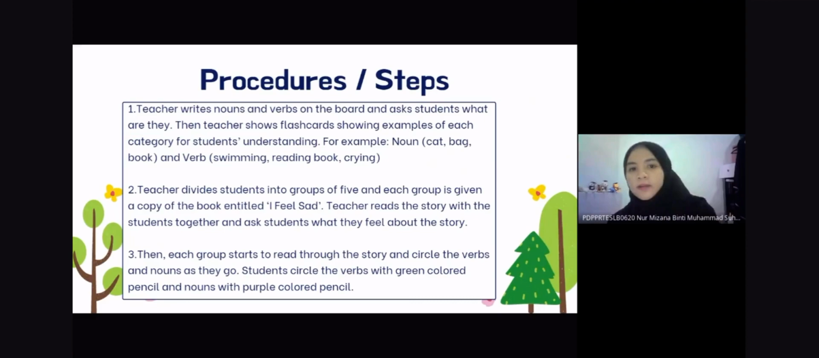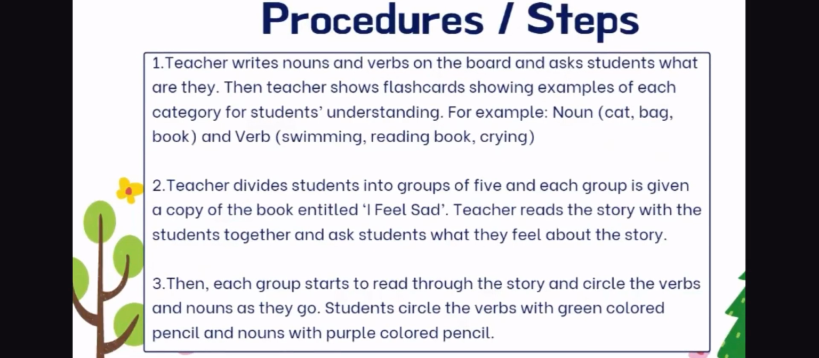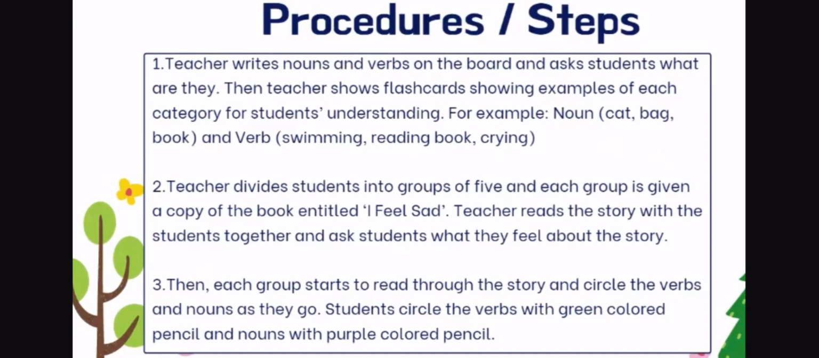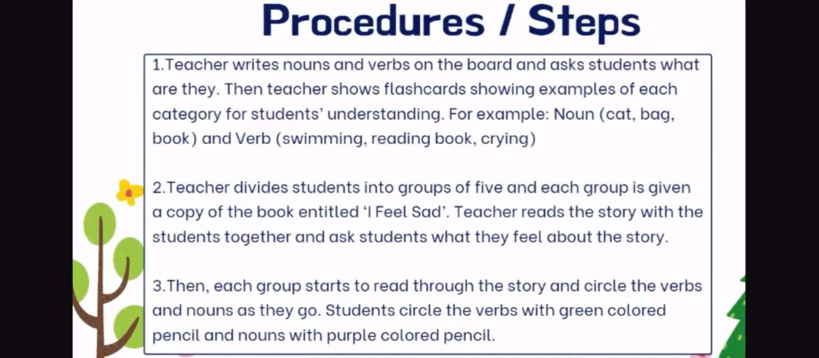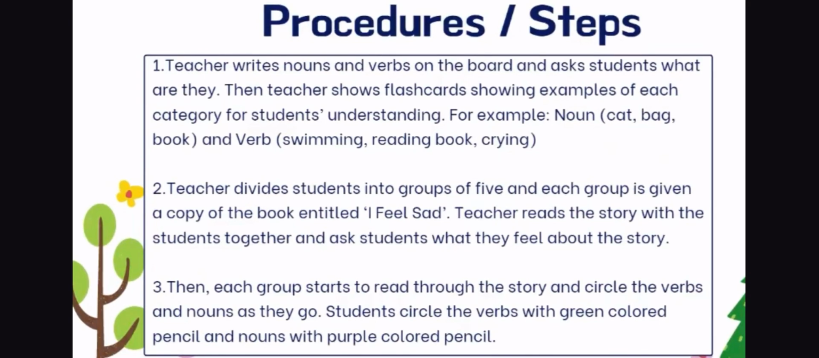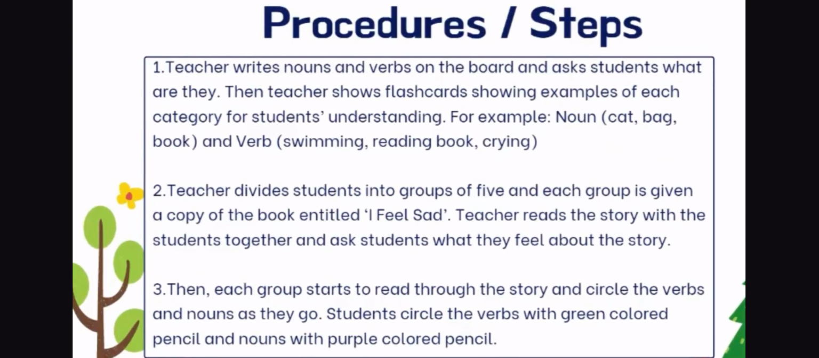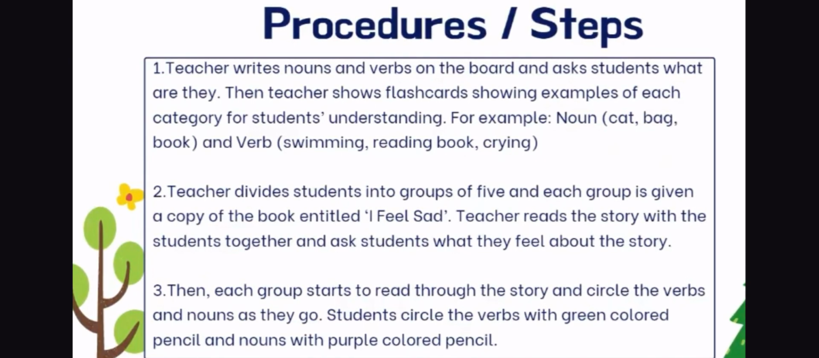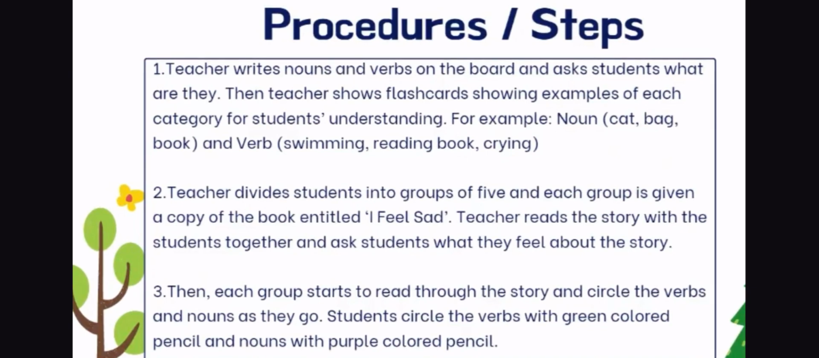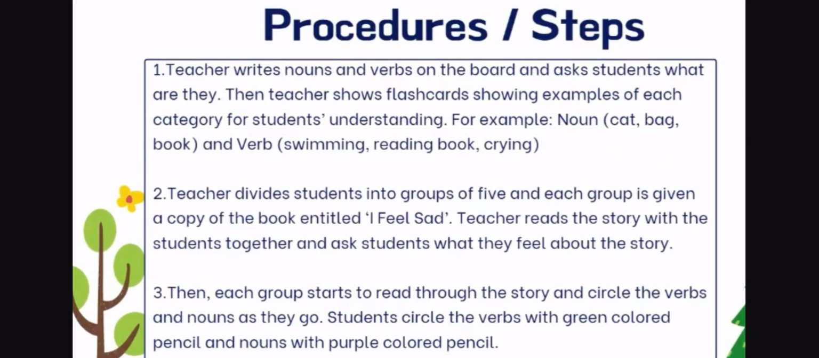The first step is the teacher writes nouns and verbs on the board and then asks students what they are. Then the teacher shows flashcards showing examples of each category for students' understanding. At this step, the teacher will first write nouns and verbs on the board and ask students what they think nouns and verbs are. Students will give their own interpretation, ideas or opinions and understanding on these two, and the teacher will give them an explanation on what nouns and verbs really are.